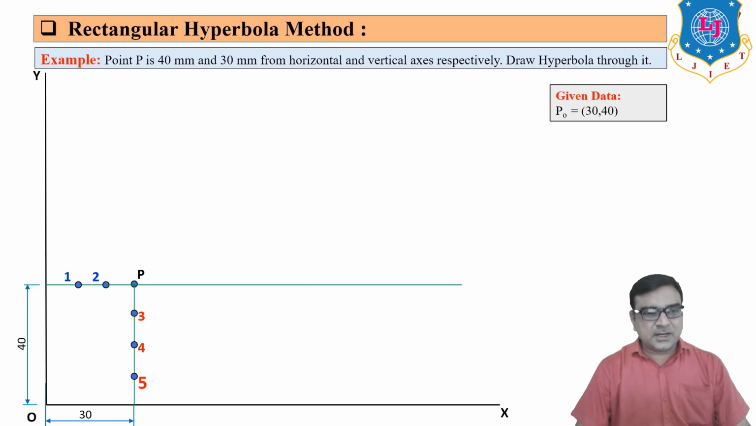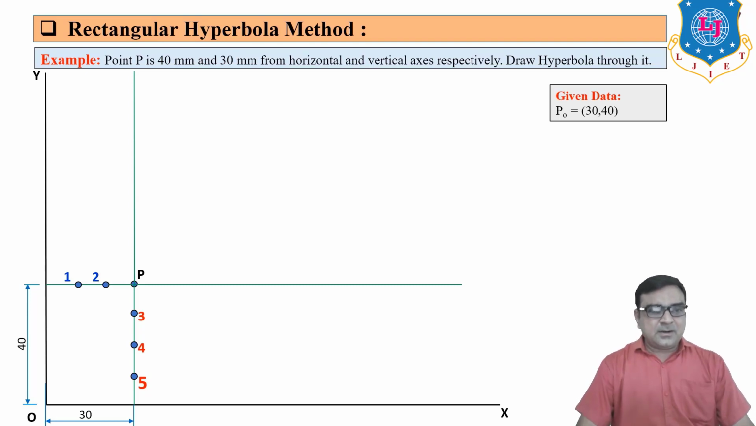Extend the horizontal line from P and extend the vertical line from P. Now, on these extended lines, if you want to locate the 1 dash, 2 dash, 3 dash, 4 dash, 5 dash points, for that we have to draw a line from origin O passing through this particular point 3, and it will intersect at this horizontal line.